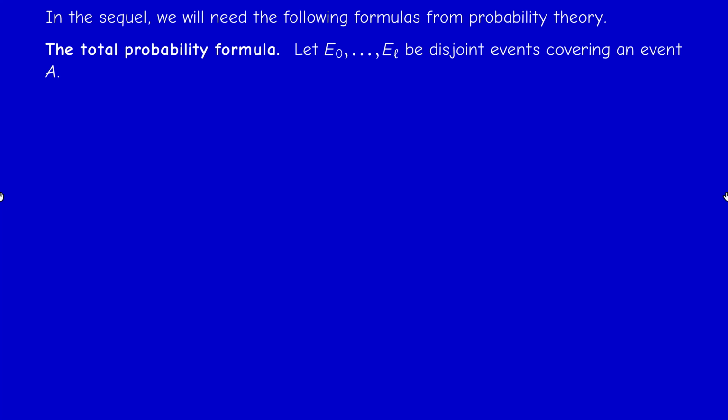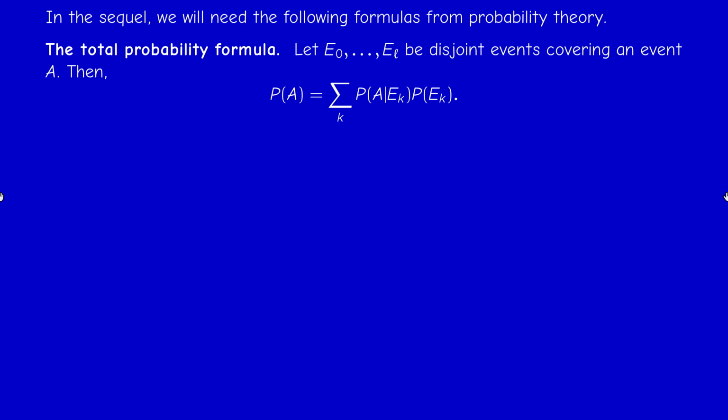If we have a sequence of disjoint events whose union contains an event A, okay, so we say that A is contained in the disjoint union of E0 up to EL, then we can write P of A as the sum over K from 0 to L of the conditional probability of A given EK times the probability of EK. Okay, of course, we are assuming that P of EK is positive.